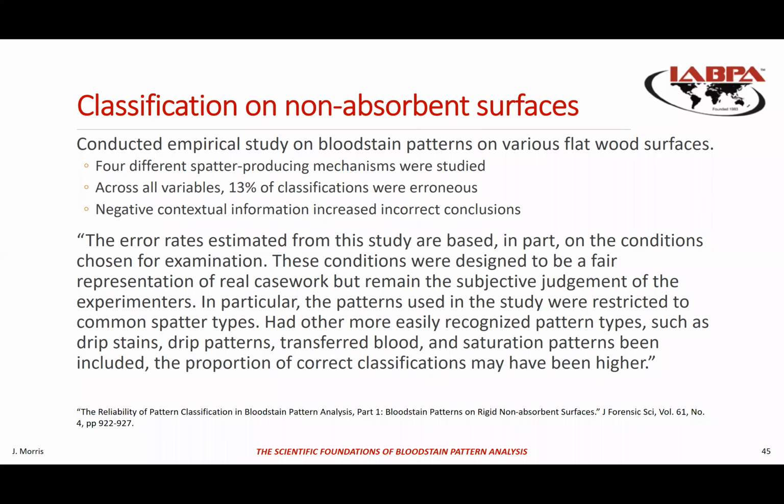So this study also makes sure to be clear about not overextending the impact of this 13% erroneous rate. They say, had other more easily recognized patterns, such as drip stains, drip patterns, transferred blood, and saturation patterns been included, the proportion of correct classifications may have been higher, which would have meant that the erroneous classifications would have been lower. And we're going to see that there's evidence that supports that.